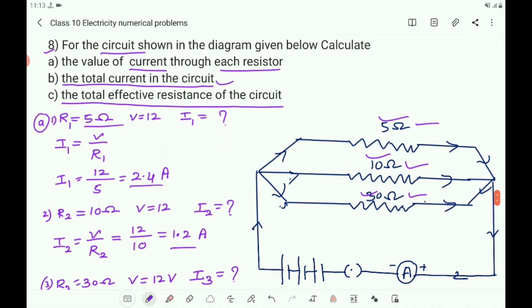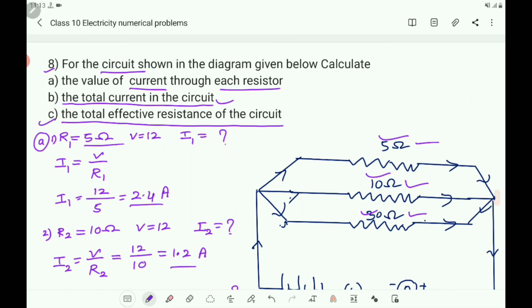The next is C, the total effective resistance of the circuit.